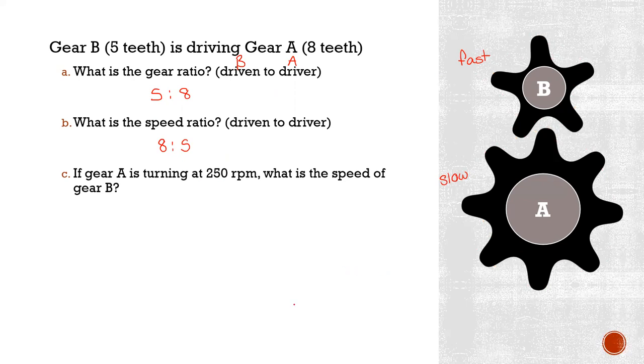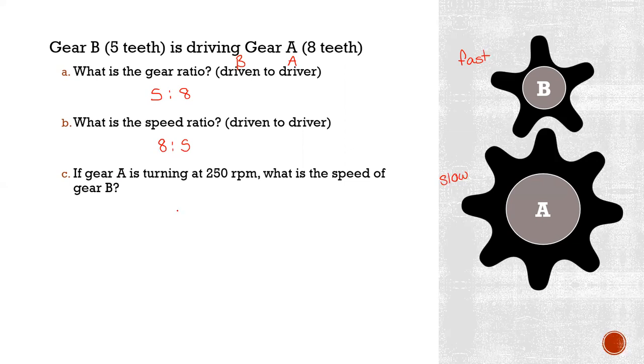So now we have a math problem. It says if gear A is turning at 250 revolutions per minute, that's RPM, if you're not familiar with that, what is the speed of gear B? So we can do this two ways. Since we have our speed ratio, we could set a direct relationship up with that.